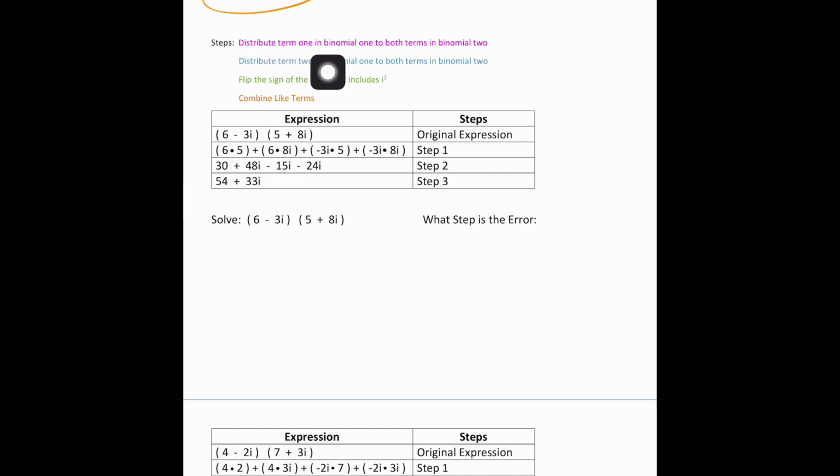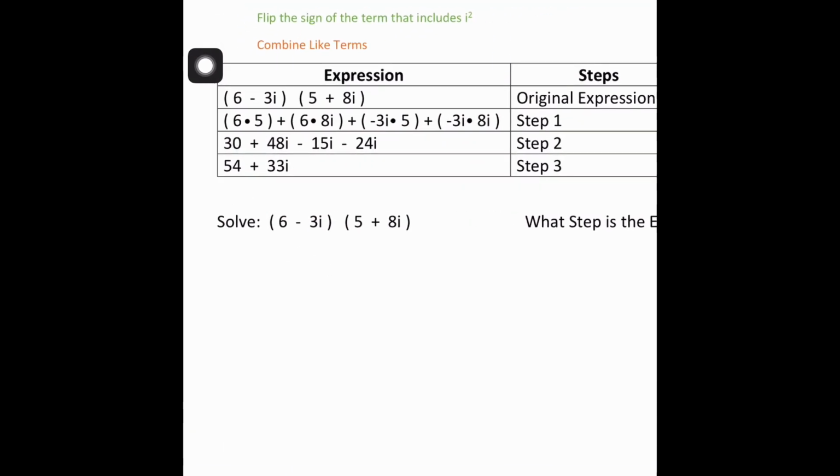Again, distribute one term of binomial 1 to both terms of binomial 2. Distribute 2. Yes, we do. We flip the sign. Then we combine like terms, and we just want to see where they made their error. Okay, cool. Makes us think a little bit more. All right, because now we're looking at others' work, or at least the quiz's work that we know is wrong.